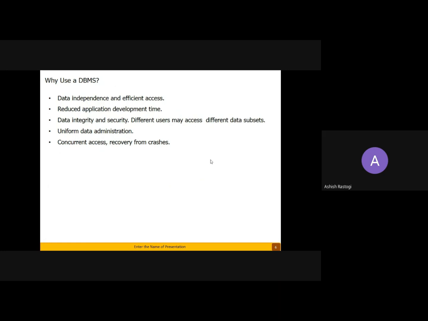This is, you can say, different users may access different data sets from the security point of view, because if all users access all the data, then that data is not so secure.